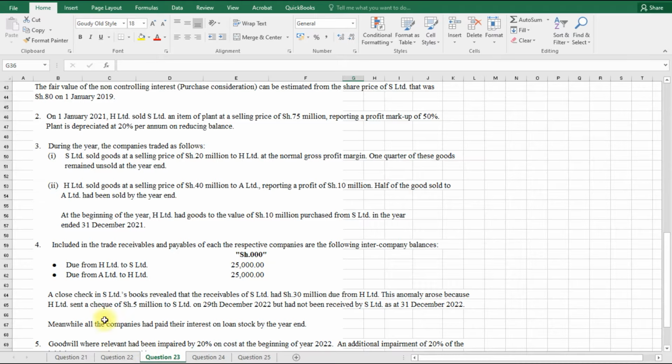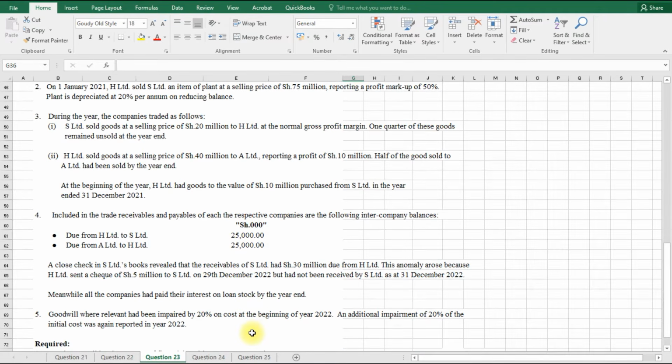This anomaly arose because H Limited sent a cheque of 5 million to S on 29th December 2022 but it had not been received by S as of 31st December 2022. So this one we call the cash in transit, the 5. So we shall do the reconciliation of that. Meanwhile, all the companies had paid their interest on loan stock by the year end.